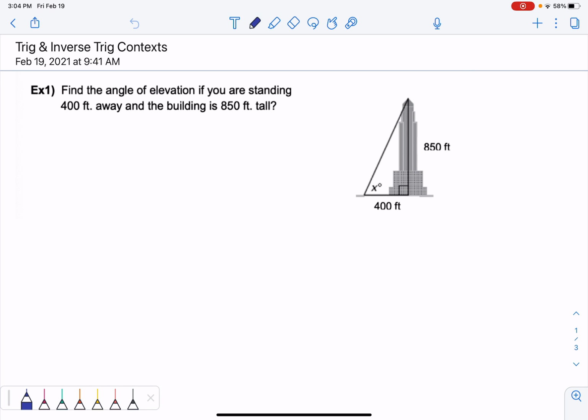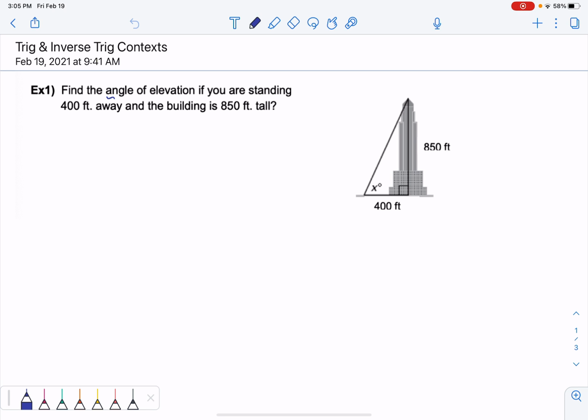Students, this video is to show you more word problems where we use trigonometry, so that's sine, cosine, and tangent, and inverse sine, cosine, and tangent. So these word problems we will solve for side lengths and angles. Okay, example 1. Find the angle of elevation.